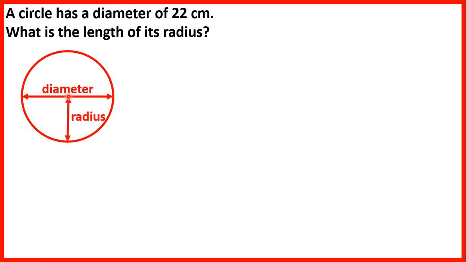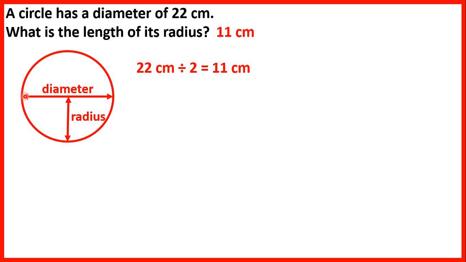Now the radius connects the centre of the circle to the edge. So the radius is always half the length of the diameter. So we can find half of the diameter, half of 22, by dividing by 2, and that tells us that the radius is 11 centimetres, because the radius is half of the diameter.